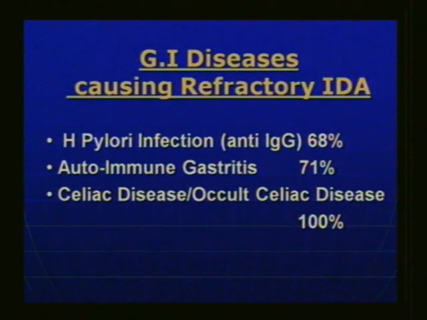These are like the H. pylori infection. 68% of patients with H. pylori infection are found to have associated iron deficiency anemia. The other condition is autoimmune gastritis. They are of course rare conditions, but one should keep them in mind and exclude them, otherwise one should think they are refractory. Then celiac disease, it can be even occult celiac disease. It may not be overt disease, but that can again present with an iron deficiency anemia without a cause.